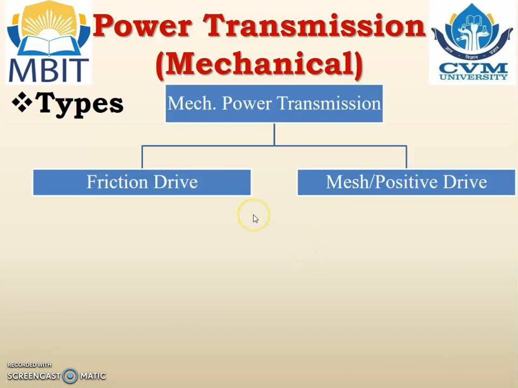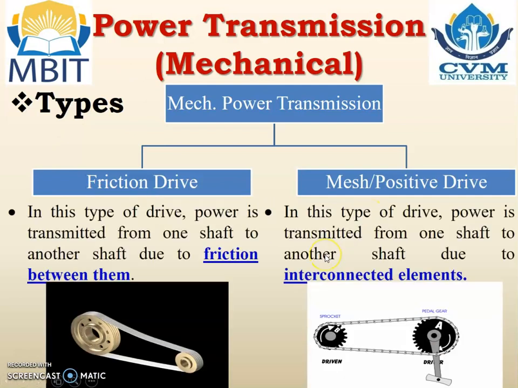Now, different types of power transmission. Again, mechanical power transmission can be divided into 2 categories. One is the friction drive, another one is the mass or positive drive. Now, what is the friction drive? In this type of drive, power is transmitted from one shaft to another shaft due to friction.